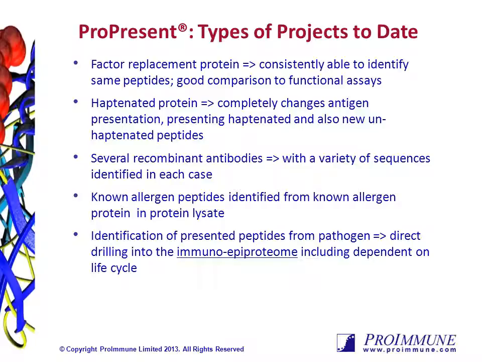Humira is just one of the recombinant antibodies that we've looked at, and in most cases we have seen several sequences that were presented. In another project, we have worked with a food allergen protein mixture. In that case, we were able to identify some key well-known allergen peptides from this allergenic food. And earlier this year, we have worked on a project where we have loaded DCs with a killed and also live pathogen. And again, we were able to identify a range of peptides from several different proteins. So in a sense, we're able to drill into the immunoepiproteome of a given pathogen to see how it can be recognized by the immune system.